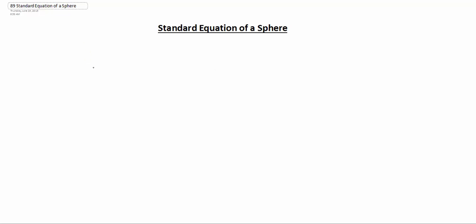For example, when we looked at the circle, we said we would have x minus h squared plus y minus k squared, and then we would set that equal to r squared, and if we did that, this would be the equation for a circle where h and k was the center. Well, now that we're looking at 3 dimensions, we're going to add on the x, y, and now the z component, and we would write that as z minus j squared equals r squared.